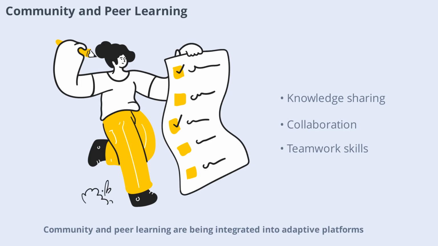Community and peer learning are being integrated into adaptive platforms, allowing students to share knowledge, collaborate on projects, and support each other's growth. These social features enhance engagement and help learners develop important communication and teamwork skills. By combining adaptive technology with community support, platforms create a richer and more effective learning environment.